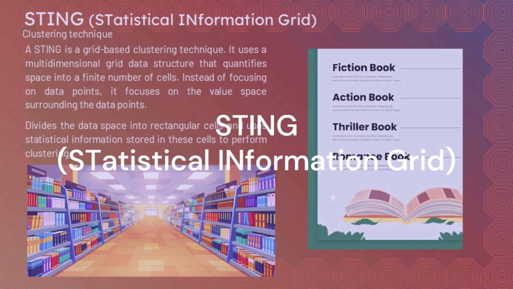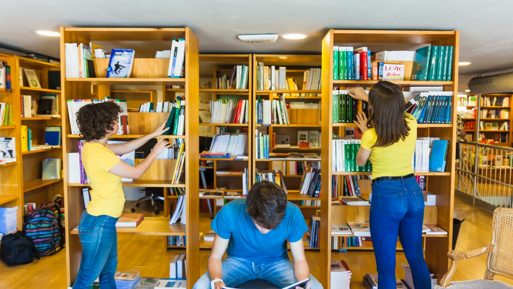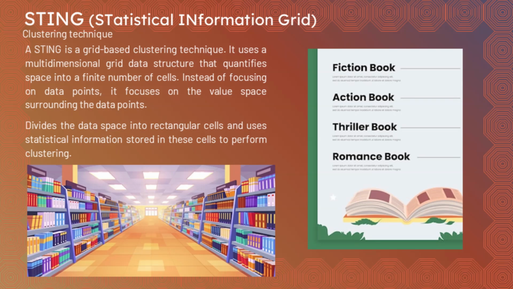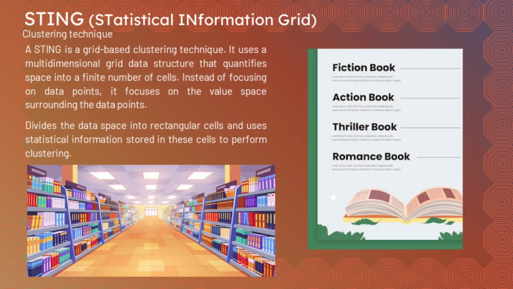STING is a grid-based clustering technique that organizes data by dividing the space into rectangular cells. Instead of clustering based on individual data points, it focuses on the statistical information within these predefined areas. Think of it like organizing a library. Instead of looking at each individual book, imagine dividing the entire library into sections based on genres: fiction, nonfiction, science, history, and so on. Each section, like a cell in STING, holds a collection of books, and we analyze the section as a whole rather than each book separately.